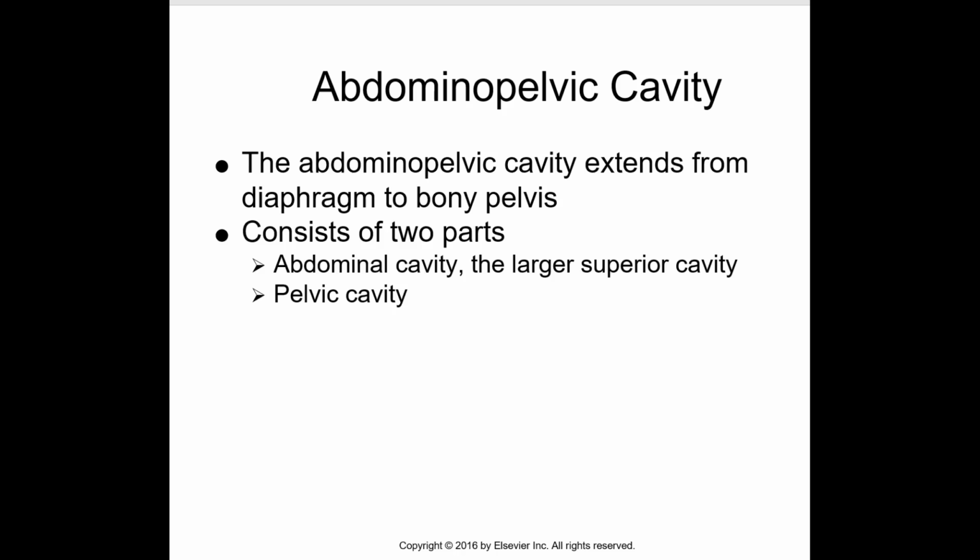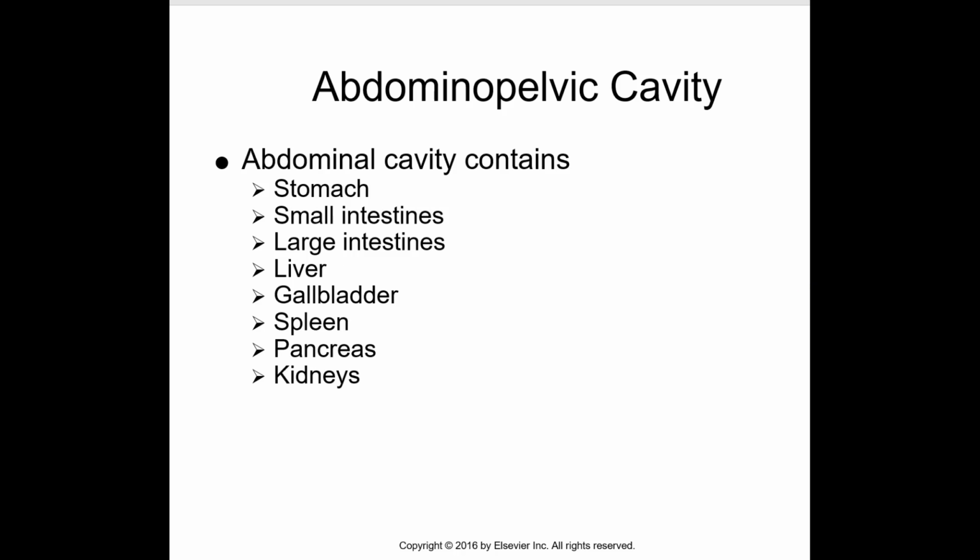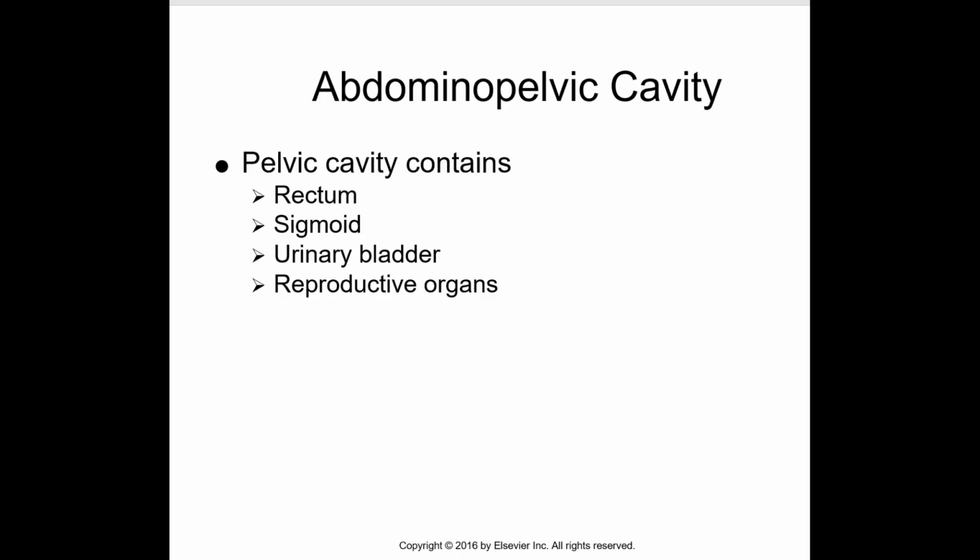The abdominopelvic cavity extends from the diaphragm to the bony pelvis. It consists of two parts: the abdominal cavity, the larger superior cavity, and the pelvic cavity. The abdominopelvic cavity contains the stomach, small intestines, large intestines, liver, gallbladder, spleen, pancreas, and kidneys. It also contains the rectum, the sigmoid, urinary bladder, and the reproductive organs. These all are part of the pelvic cavity.